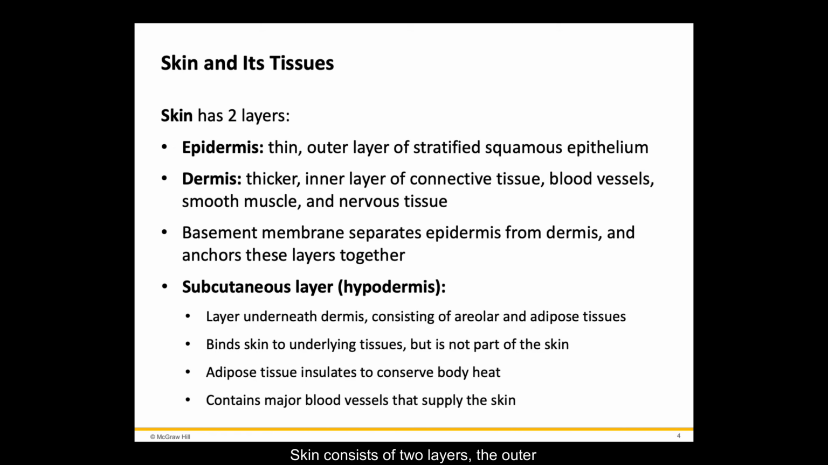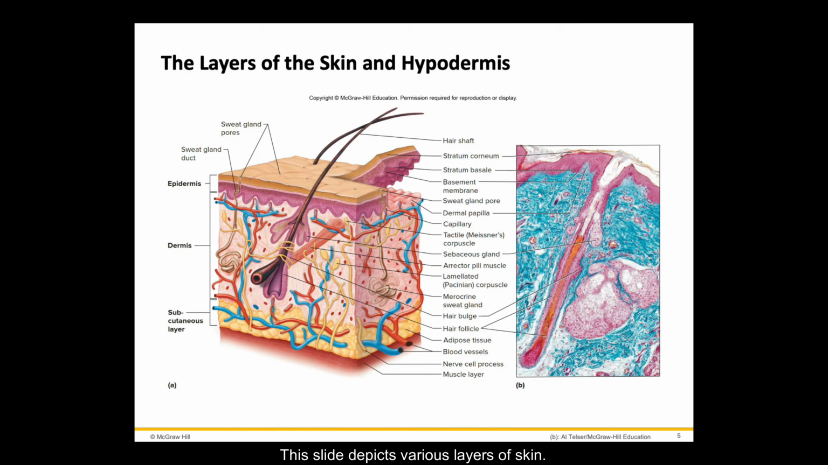Skin consists of two layers, the outer epidermis and the deeper dermis. Epidermis is made of epithelial tissue, while dermis is made of connective tissue, where you can also find blood vessels, smooth muscles, and nerves. There's another layer which is called hypodermis or subcutaneous layer. This is not considered a true part of the skin. This layer is primarily made of loose connective tissue such as areolar and adipose tissue, and large blood vessels run in this layer.